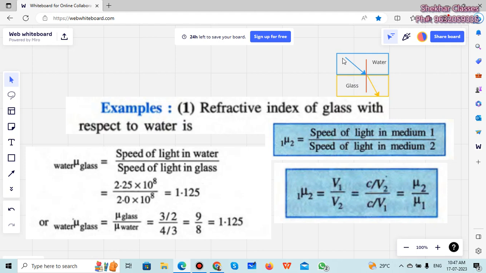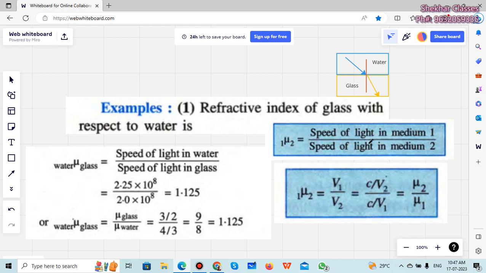The light is moving from glass to water, and we know that glass is denser than water, so it will bend towards the normal. So it will have a certain refractive index, obviously more than one. How to calculate that? Yes, we have a formula as such.